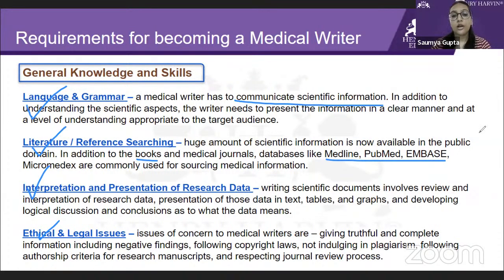Okay. Understood? Is it clear to all? Understood? If you have any queries here, you can ask. Okay.